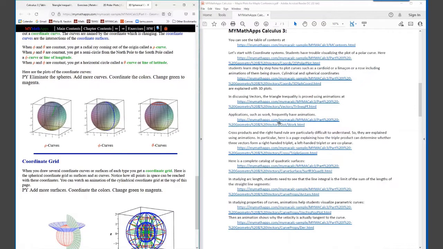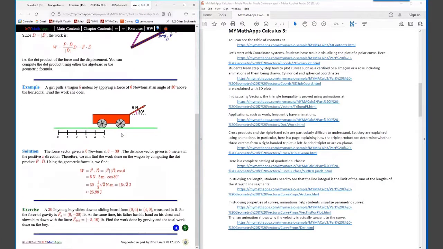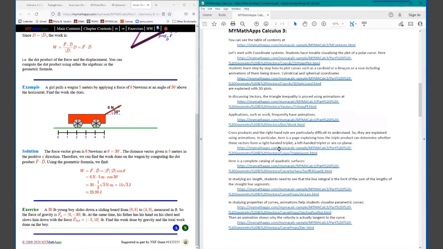Applications, such as work, frequently have animations in here. Here, a girl is pulling a wagon down the road. This is for dot product. And so the animation is not crucial to doing the problem, but it gives the students more of a feeling for what's going on.